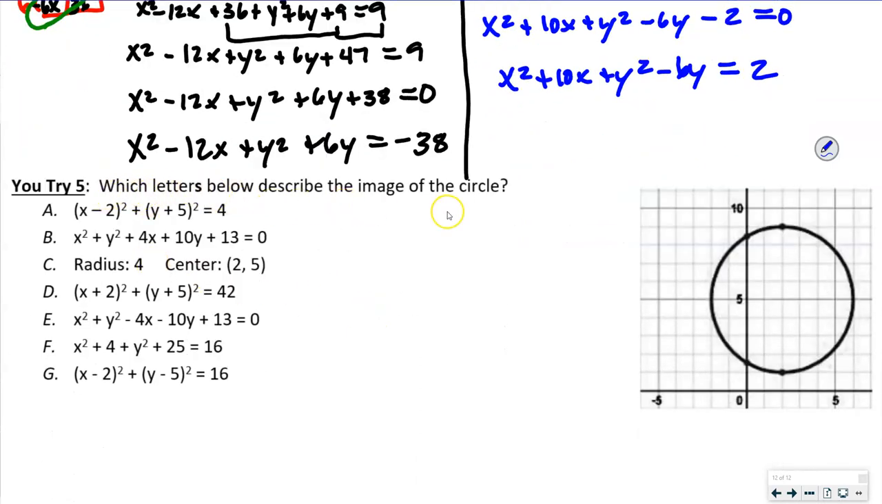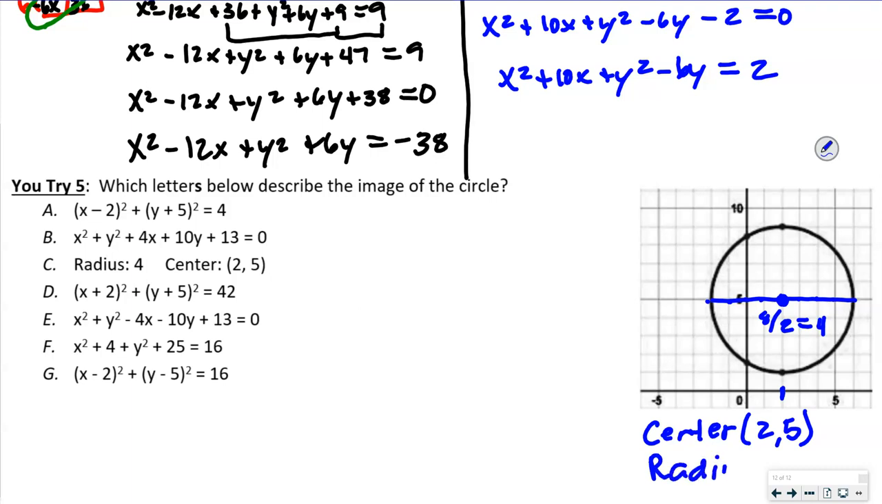Which letters below describe the image of the circle? So let's figure out first what the center of the circle is down here. So looks to me like this is, again, our diameter. 1, 2, 3, 4, 5, 6, 7, 8. So 8 divided by 2 is 4. So our radius is 4. So that looks to me like that's our center. So our center is at 2 and then 5, right? And our radius is equal to 4, okay? So, radius 4, center 2, 5.